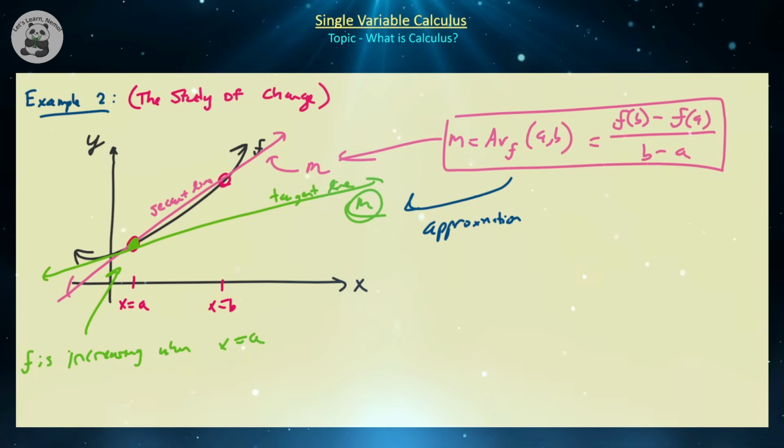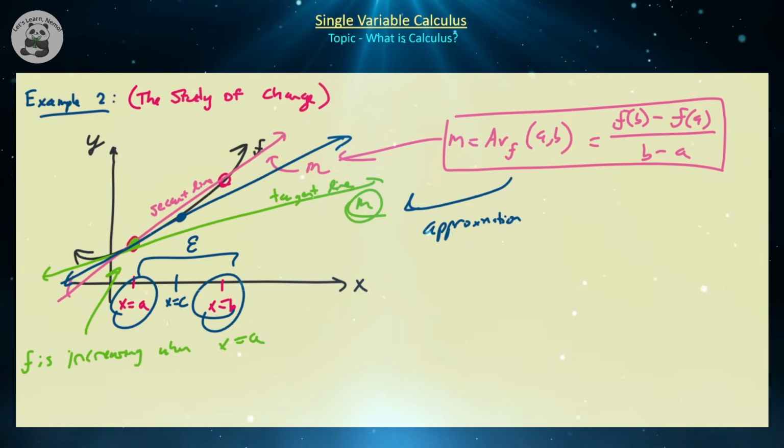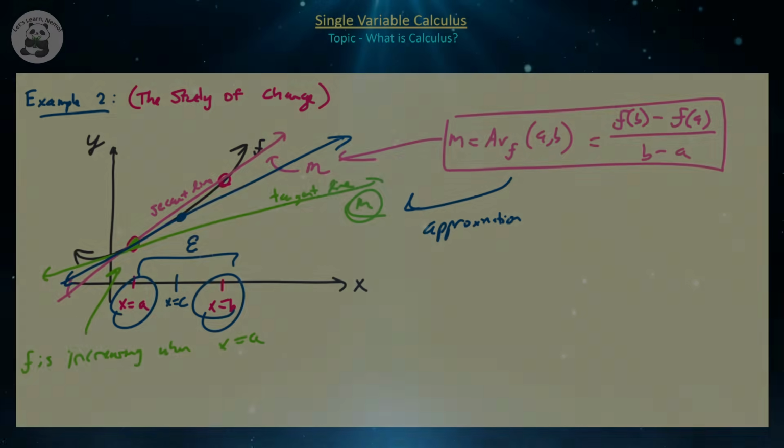Now, how can we make that approximation a little bit better? Well, obviously, if we choose a point on the domain that's a little bit closer to a, let's call it, for example, x is equal to c, and consider the slope of that line, notice that that blue line slope is a little bit closer to that green line slope. Therefore, we can make the distance between a and b arbitrarily small, let's call that epsilon, and make epsilon get closer and closer to 0.